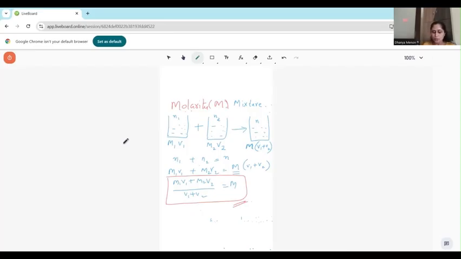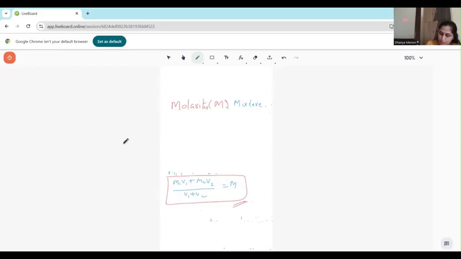So we will solve a question based on this, and this is one of the JEE questions. I'll write down the formula at the side. Molarity of mixture, molarity of dilution, all these are very important. So I'll just write this formula: the molarity of the mixture M is equal to M1V1 plus M2V2 over V1 plus V2. Now, based on this, let's do a question.